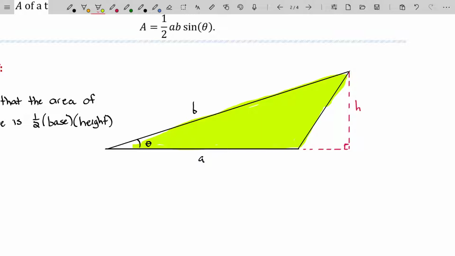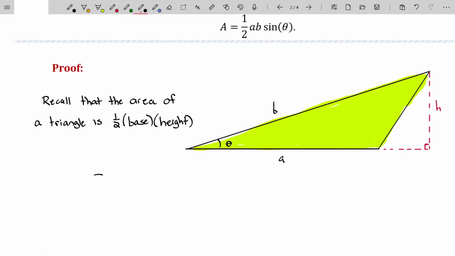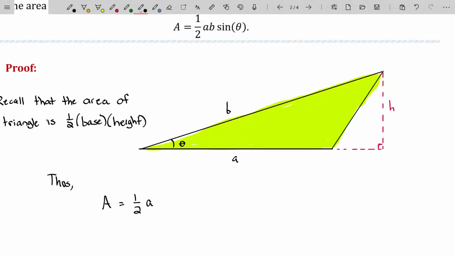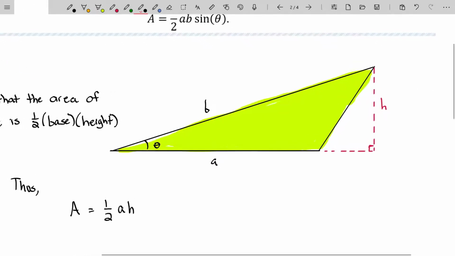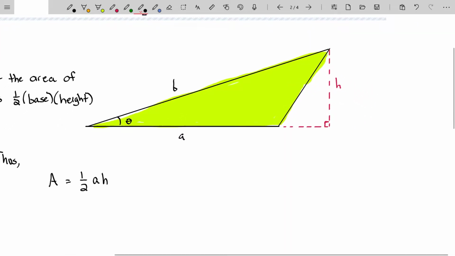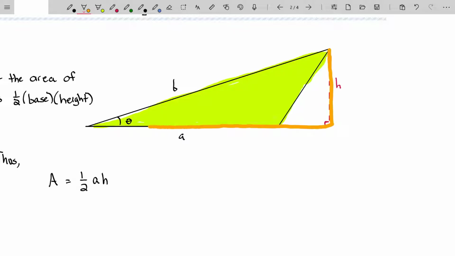Well, the base actually is A. So I'm going to write that down. Thus the area is 1/2. The base is of length A and the height is H. And now I can take a look at the big triangle. I will draw this in with this pen right here. I think it's better. This big right triangle right here, that is definitely a right triangle.